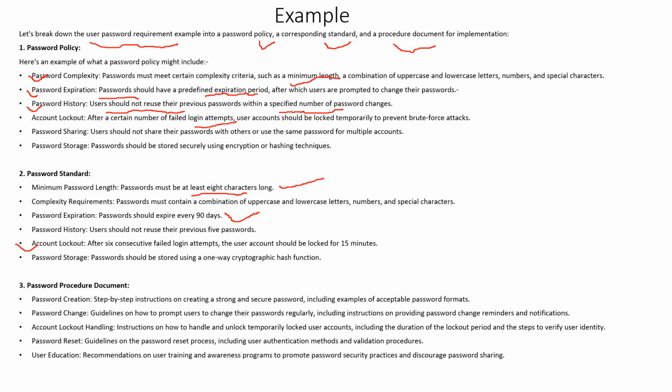The account lockout rule in the password standard document is telling you that after 6 consecutive failed login attempts, the user account will be locked, and it will be locked for 15 minutes. It is giving you this time duration. Whereas the account lockout statement in the policy is just a general statement. It is not telling you for how much time the account will remain locked out. The password standard document is giving you those technical and specific details.